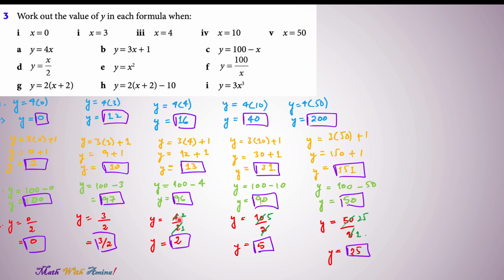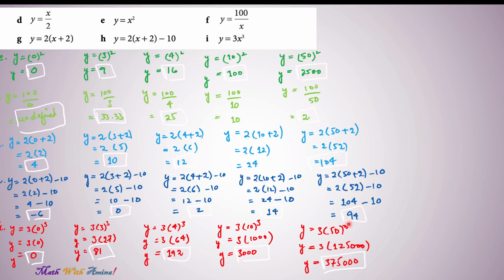In here, 4 over 2, so we can further simplify. 2 multiplied by 1 is equal to 2, and 2 multiplied by 2 is equal to 4. So we get y is equal to 2 when x is equal to 4. 2 multiplied by 1 is equal to 2, 2 multiplied by 5 is equal to 10. So when x is equal to 10, y is equal to 5. Then we have y is equal to 50 over 2. So 2 multiplied by 1 is equal to 2, 2 multiplied by 25 is equal to 50. So y is equal to 25 when x is equal to 50.